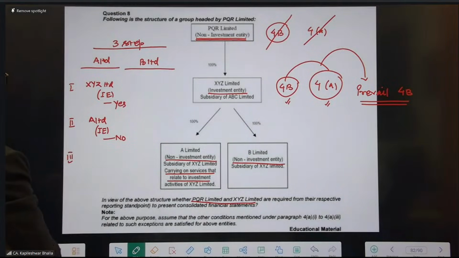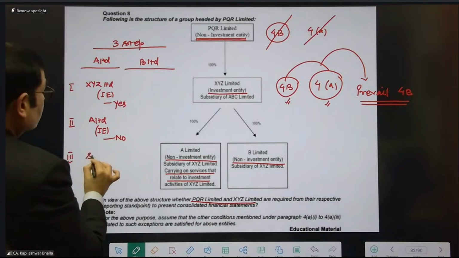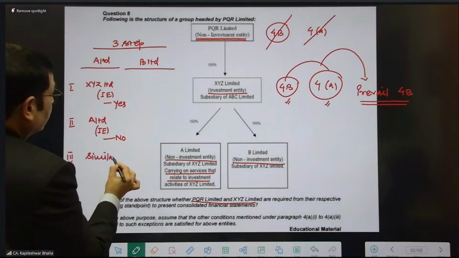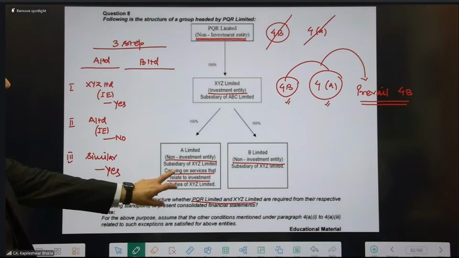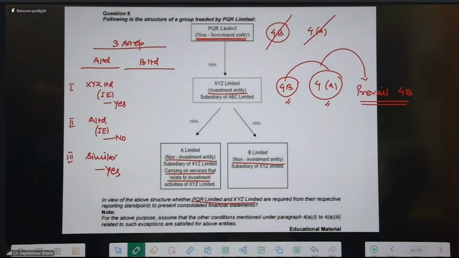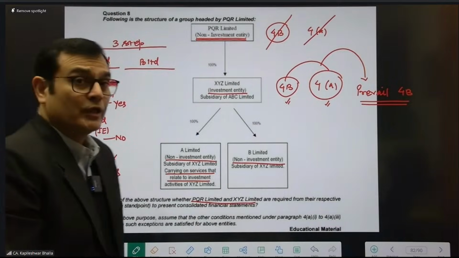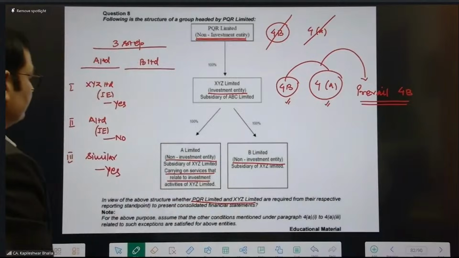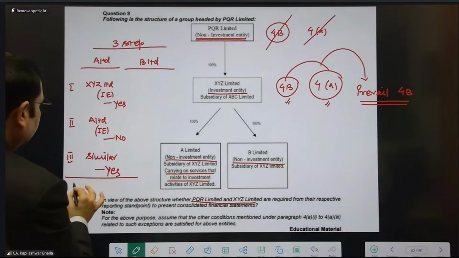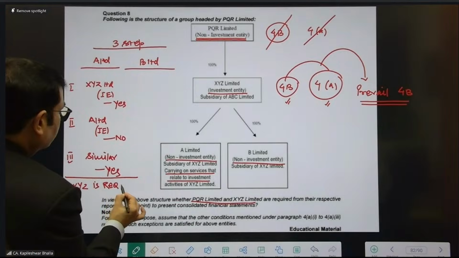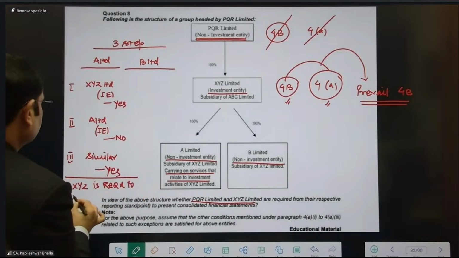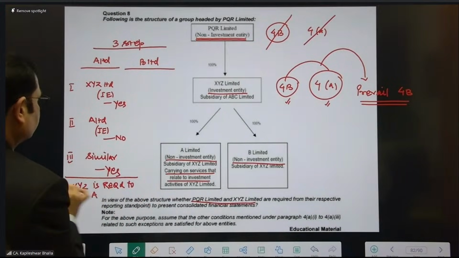And now we ask, does A provide similar services like XYZ? And the answer is yes. It is carrying on services that relate to the activities of XYZ. So what is the conclusion? Is XYZ required to consolidate A or not? Yes, sir. Consolidate. So we can say XYZ is required to consolidate A Limited.